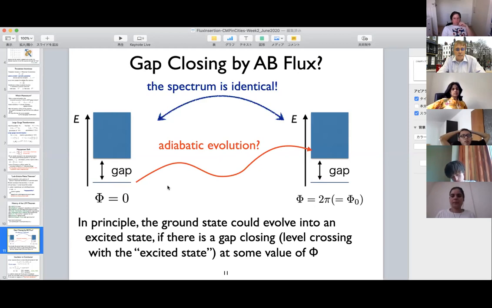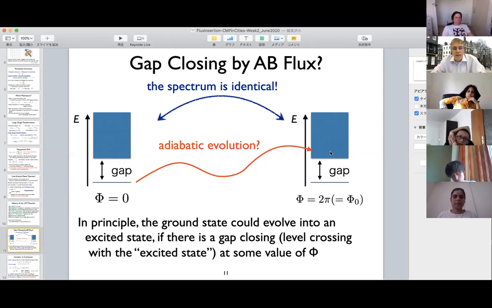So if that happens, then you start from this initial state, which is a ground state, and you do the adiabatic flux insertion. And then in principle, you might end up somewhere in the excitation continuum. If this happens, then I cannot claim the theorem like what I claimed.